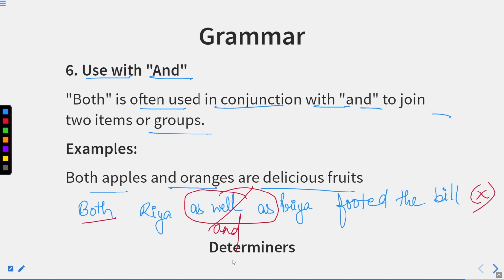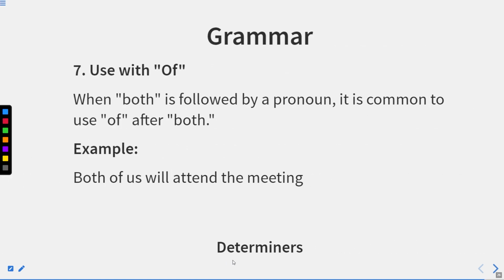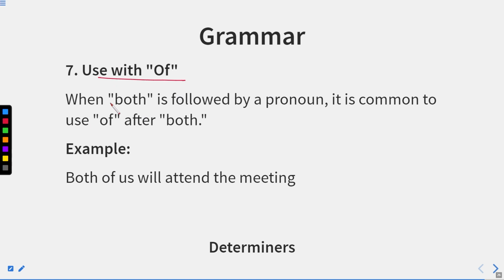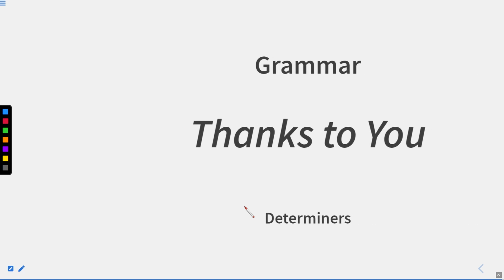Though here verb does not matter at all, just because it is the past tense. So past tense is not singular or plural. So if we talk about both, it should be paired with and only. Both Ria and Priya. Now let us move to the next sentence. Use with of. When both is followed by a pronoun, it is common to use of after both. Both of us. Now us is a pronoun. Will attend the meeting. This is simple.